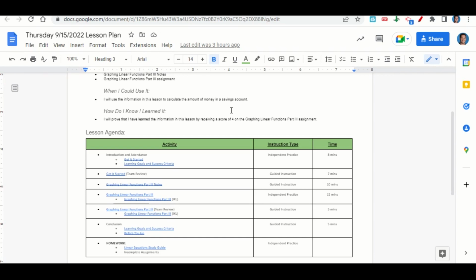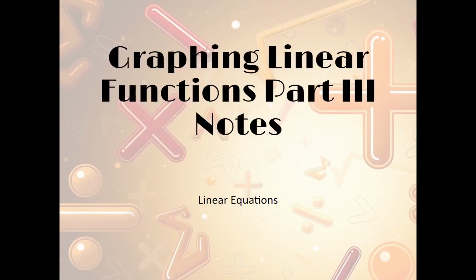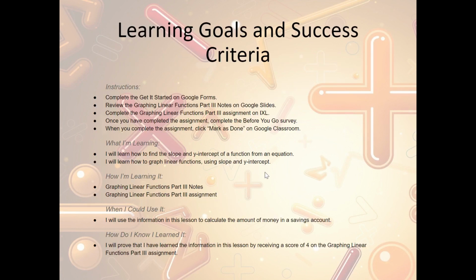At the end of class, we'll go back over our learning goals and success criteria while you fill out your Before You Go. Your only homework for tonight is to continue working on the linear equation study guide and any incomplete assignments that you may have. Let's take a look now at the Graphing Linear Functions Part 3 notes. The notes begin with the learning goals and success criteria.